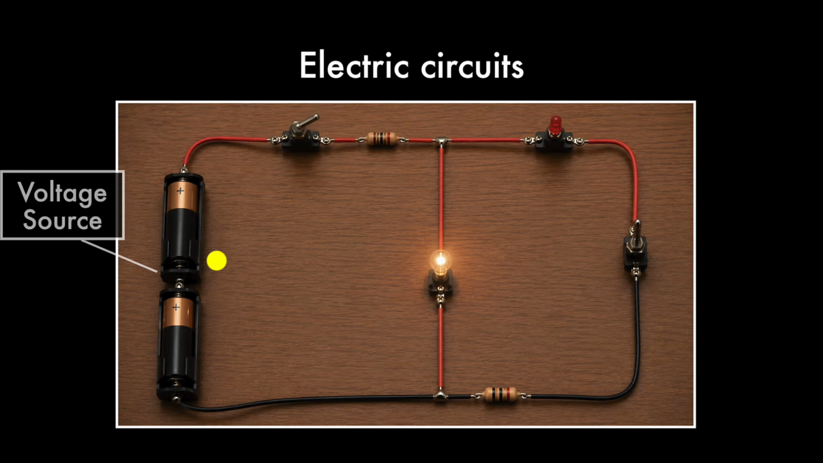The first circuit element is the voltage source. And as the name suggests, it produces a voltage or electric potential difference between any 2 points in the circuit. A common voltage source is a battery, which uses chemical energy to produce voltage, but other voltage sources like generators can use mechanical energy to produce voltage. But for our purposes, let's just stick to batteries.